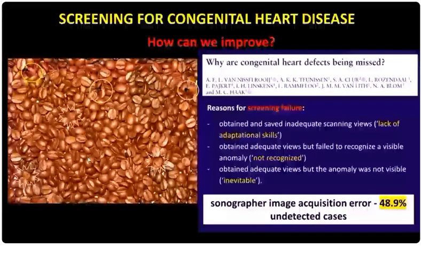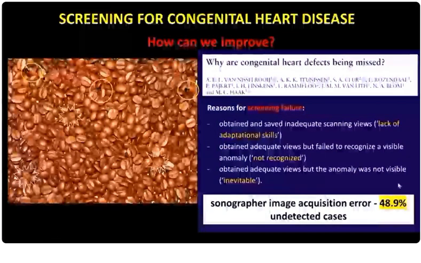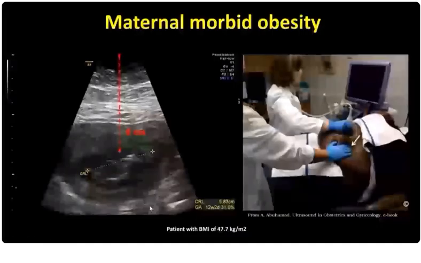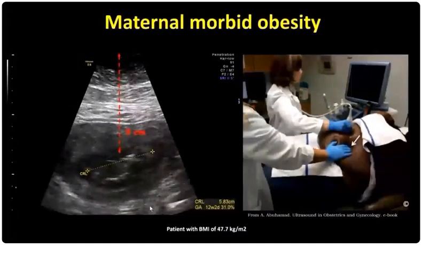And then there is obtaining the adequate views, but the anatomy was not visible. This is, of course, the case when the visualization is very, very limited. As you can see here, sonographer image acquisition errors are responsible for half of undetected cases. So if you have a good strategy, the task of this brain teaser can be resolved really easily.